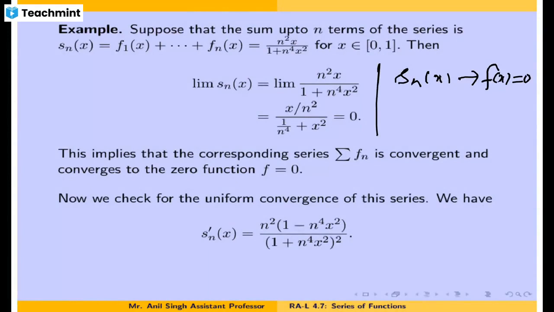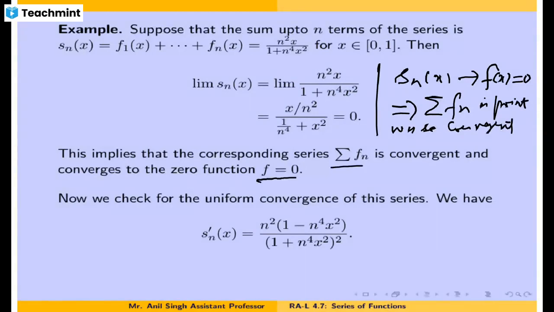And this implies that the series whose partial sums these are, that series is point-wise convergent. So point-wise convergence is established, and what is the point-wise limit of this series? The point-wise limit of this series is a function which is 0 everywhere.